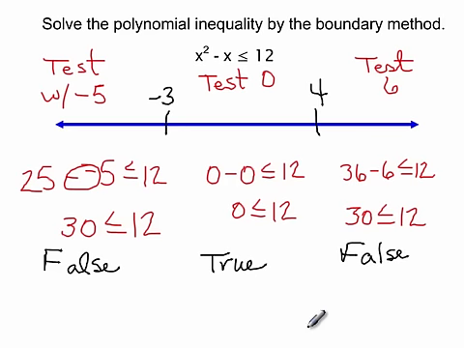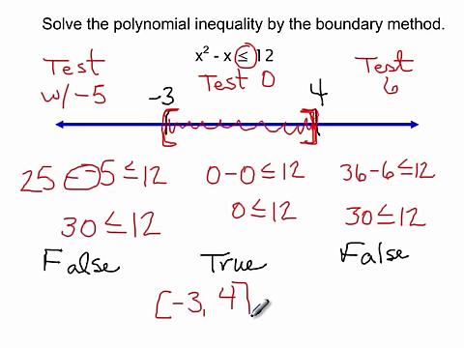So my answer is only the middle section, the true section. Now it says less than or equal to. See the equal to sign? So I will have brackets instead of parentheses. And this is the area that I am shading. So how do I write that in interval notation? That will be negative 3 all the way up to 4. And that is solving polynomial inequalities by the boundary method.